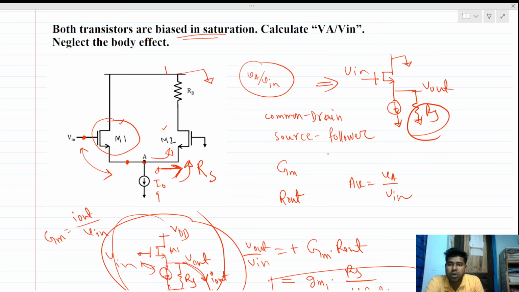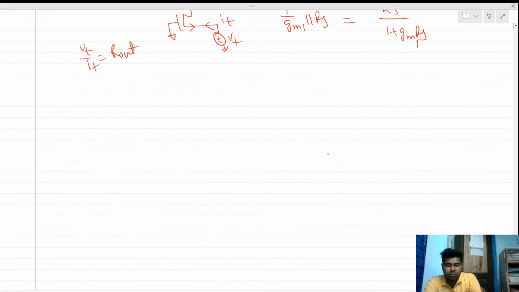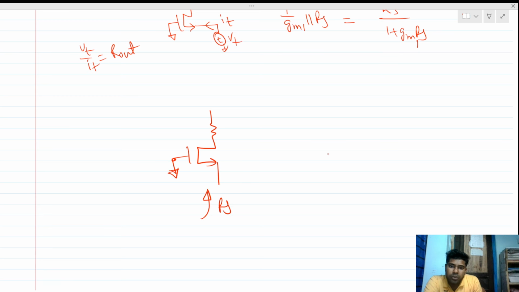What is the RS here? So what will be the looking up impedance here? Basically this is a common circuit, we all know. So if this is our RD and this will be our ground, to find the RS from here, we can apply a test voltage, let's say Vx, and find what is coming out of the voltage source, then we take Vx over Ix. This is small signal ground and this is our RD. So this is how we can find the RS.